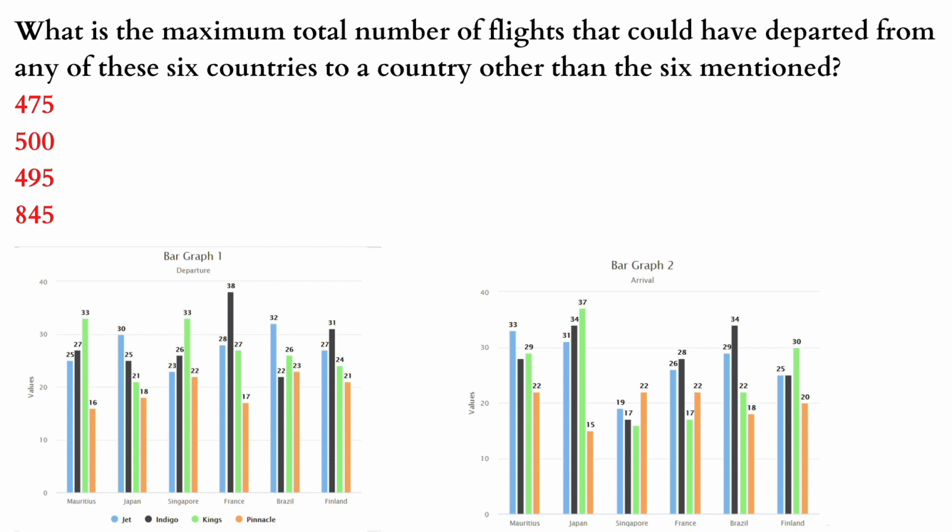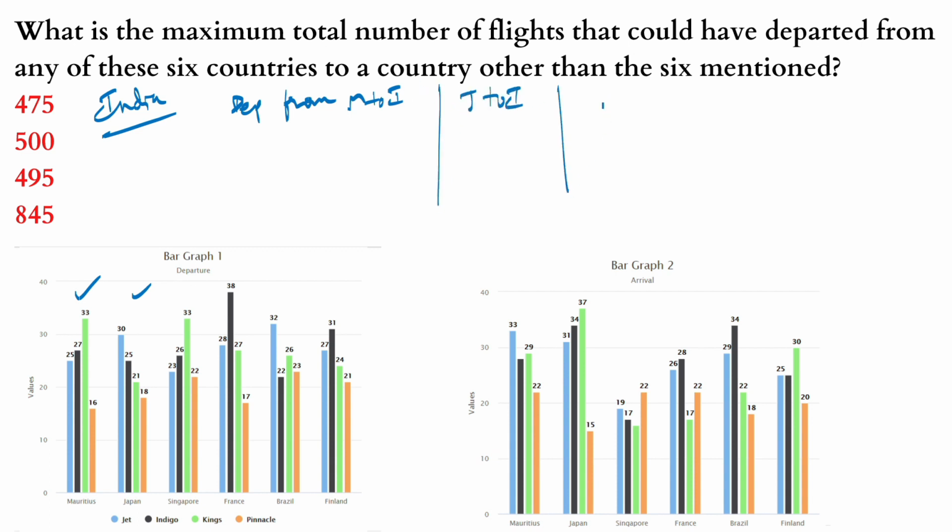So what is the maximum total number of flights that could have departed from any of these 6 countries to a country other than the 6 mentioned? Okay, so to any country, let us assume that to be India. So we have to take each and every case: departure from Mauritius to India, departure from Japan to India, departure from Singapore to India, and so on till Finland to India.